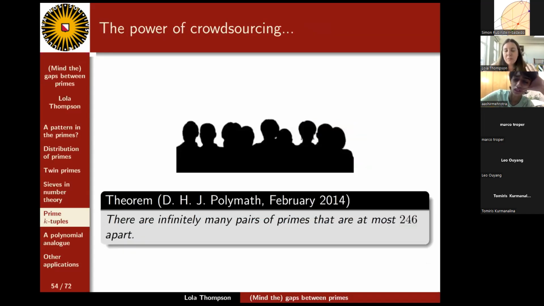So using Maynard and Tao's work, this group of mathematicians got together on the internet, kind of like Wikipedia, where you crowdsource something, and they all worked on separate little pieces, basically using Maynard and Tao's ideas to try to trim this number down from 70 million that Zhang announced as the gap between primes. They got it all the way down to 246. This was the state of the art in February 2014, and it's actually still the state of the art today. So we know now there are infinitely many pairs of primes that are at most 246 apart.